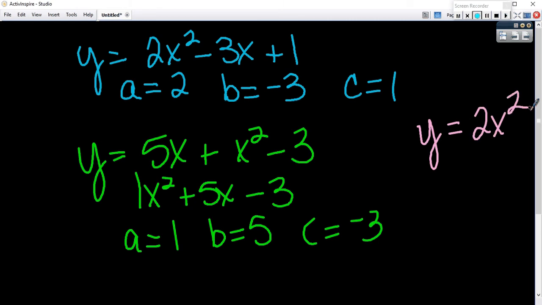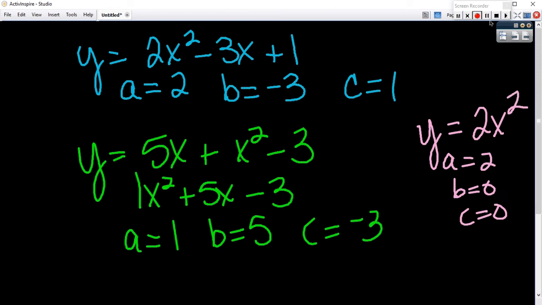How about this one? What is A? 2. What is B? 0. What is C? 0. Good job. Easy? Yes, no, maybe so. Everybody okay? Y'all got to speak if you lost or if you get behind.